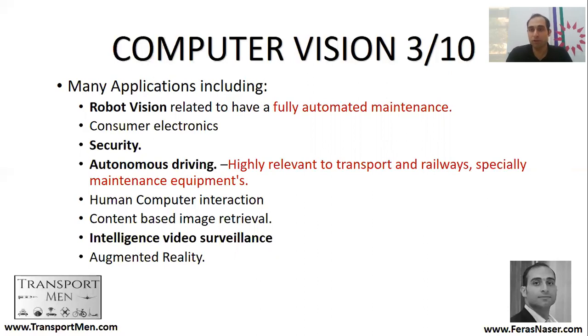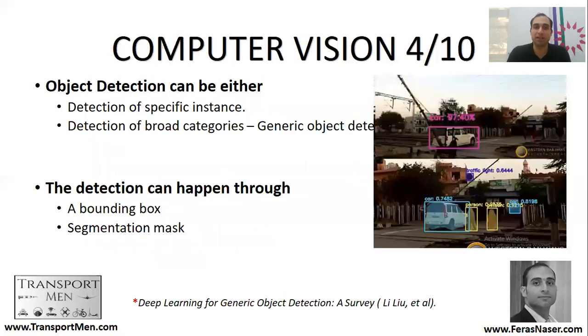Also, there is human-computer interaction, and you can see many universities are doing tests online, and they are taking video footage of their students, content-based image retrieval, intelligence, video surveillance, and augmented reality. So there are a lot of applications, but I need to take this talk slowly to the railway application.